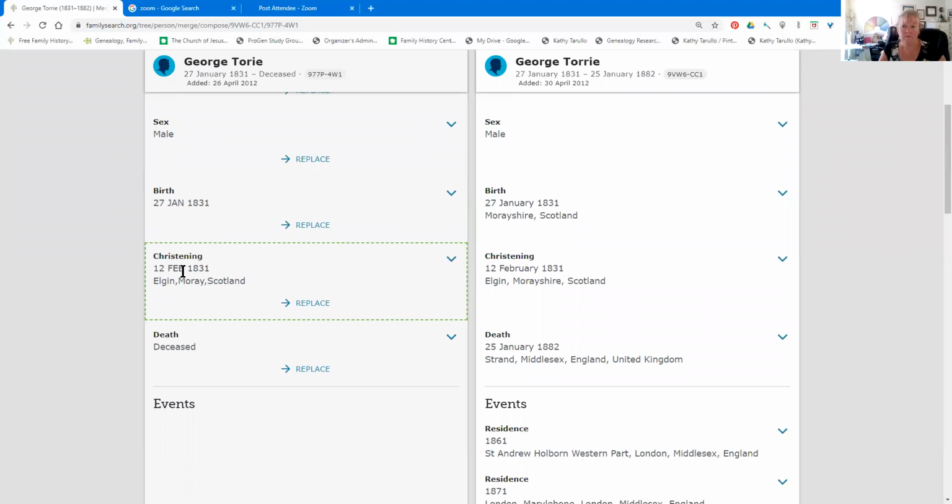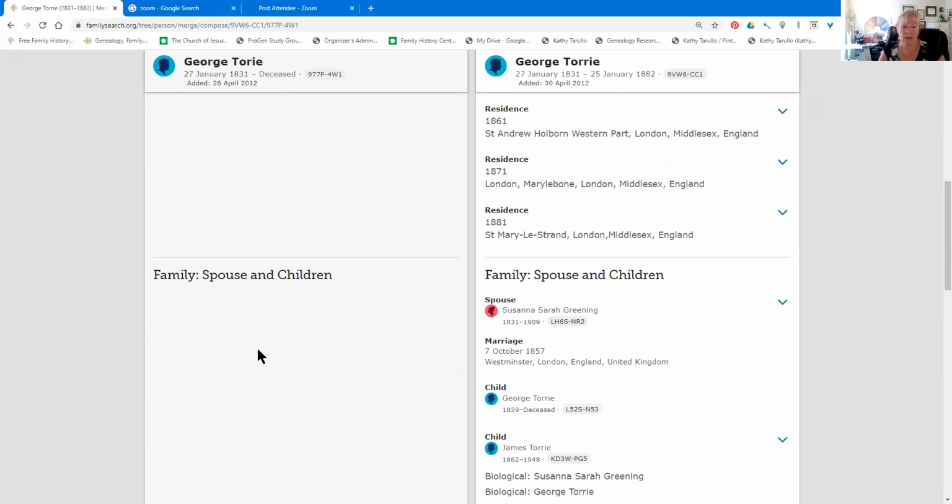And the fact that February is in caps and it's just an abbreviation, I don't want that, because on this other side, February is spelled out, and that's the way FamilySearch wants it. The death information doesn't add anything.